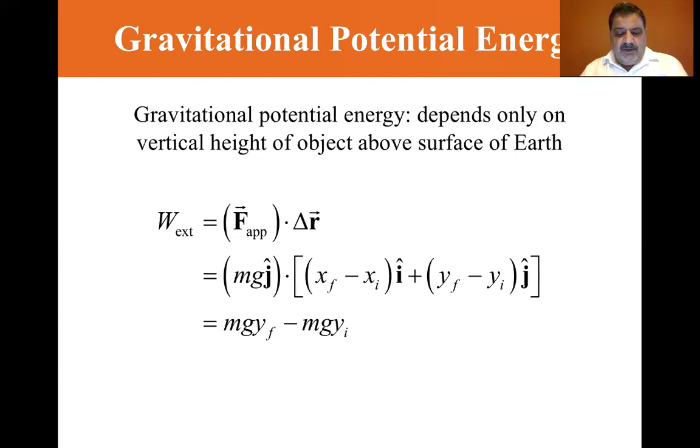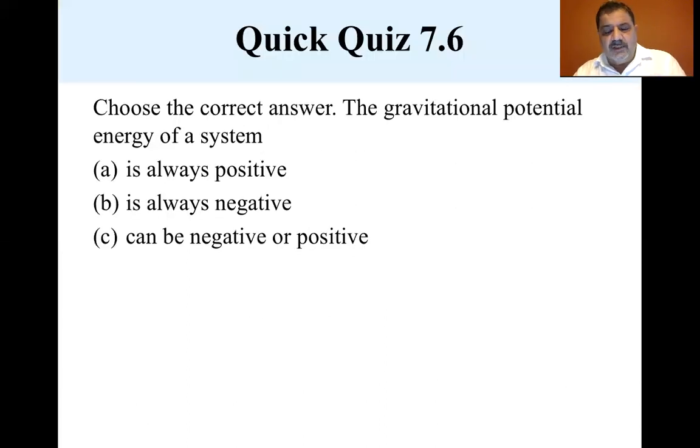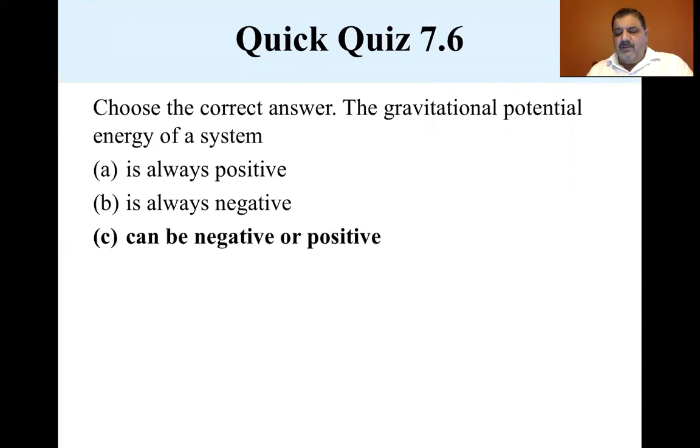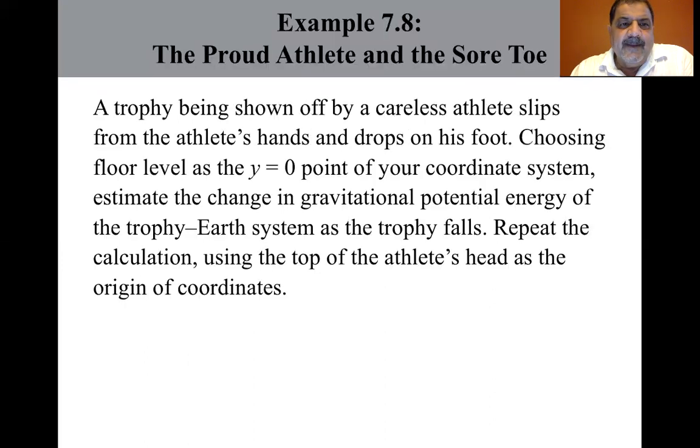Okay, now let's do a little quick quiz. Choose the correct answer. The gravitational potential energy of a system is always positive, is always negative, or it can be negative or positive. Well, it can be negative or positive because it really depends on where you choose a reference point. The sign of the gravitational potential energy depends on your choice of the zero configuration, where you set your zero point. Okay? Let's do an example, the proud athlete and the sore toe.